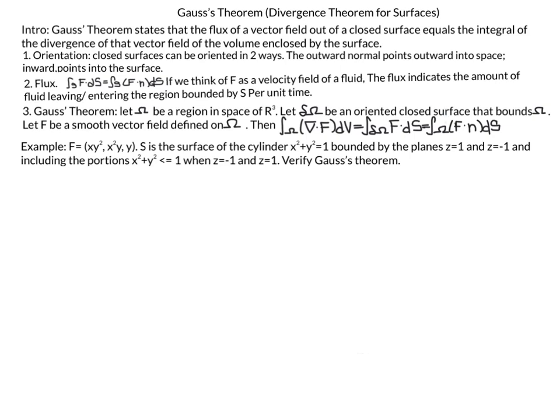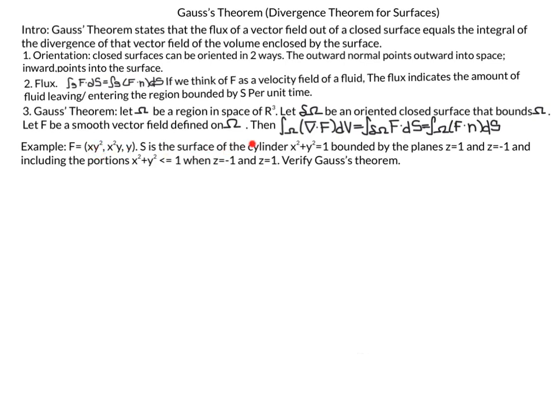So if F is a smooth vector field defined on our volume, then, according to Gauss, we would expect the divergence over the volume will be equal to the surface integral of F over the surface. We will do some examples, so hopefully this will become more clear. Our first example has our vector field F equal to x, y squared, y, and y.